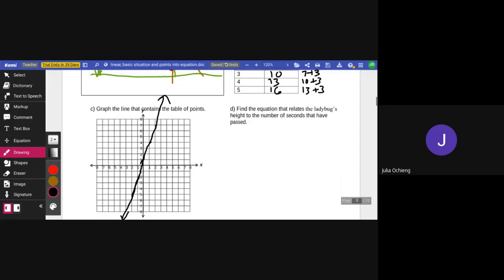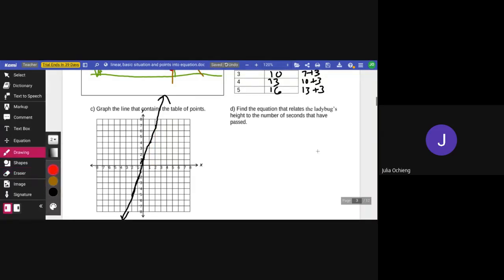Suppose that at 0 seconds, the ladybug is at 1. At 1 second, the ladybug is at 4. At 2 seconds, the ladybug is at 7. And at 3 seconds, the ladybug is off the graph at 10. Right up there. And we'll erase all that. Okay.